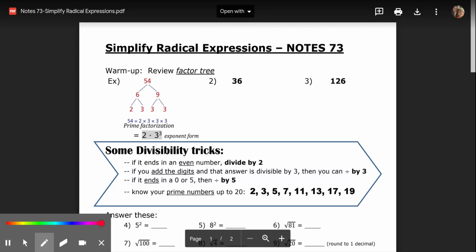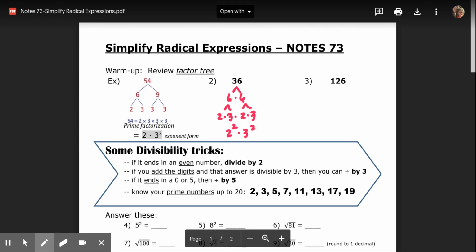So we're going to do that with 36. You can start with any. So let's just do the 6 times 6. And then you can break that down into 2 times 3 times another 2 times 3. So basically you have 2 squared times 3 squared as your prime factorization.